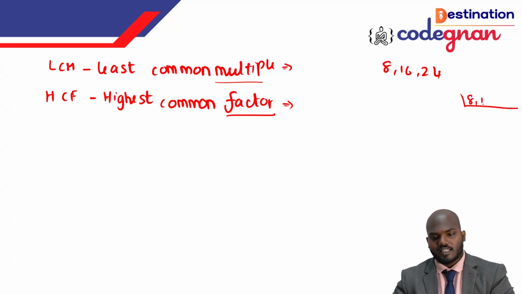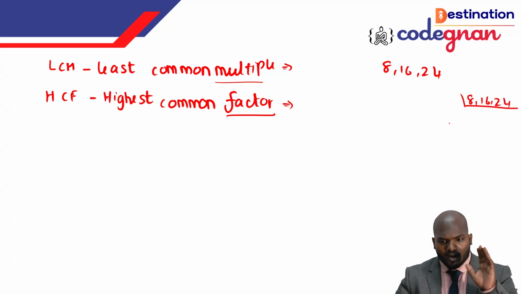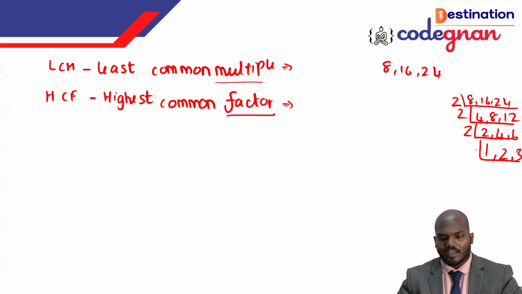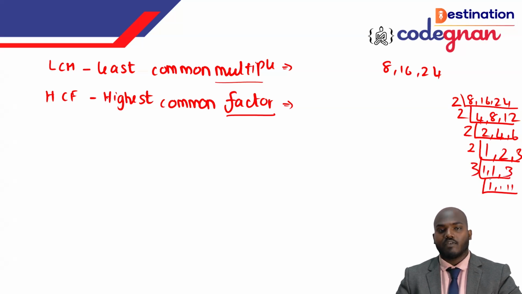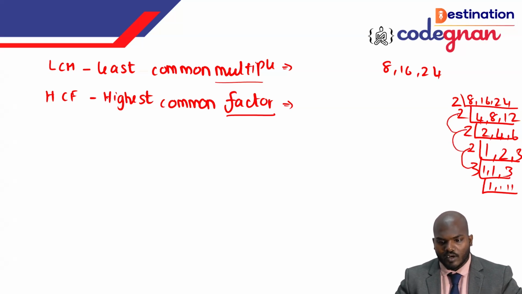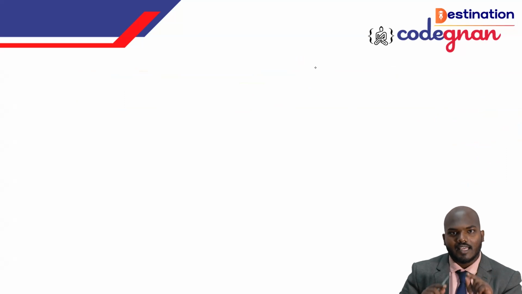That is 18, 16 and 24. I'll go with prime values to divide these. Dividing by 2 gives 9, 8 and 12. Again dividing by 2 gives 9, 4 and 6. Again by 2 gives 9, 2 and 3. Again by 2 gives 9, 1 and 3. Continuing, everything will become 1. Now multiply these, guys. 2 times 2 is 4, 4 times 2 is 8, and so on, and the value you get for the LCM is 48.